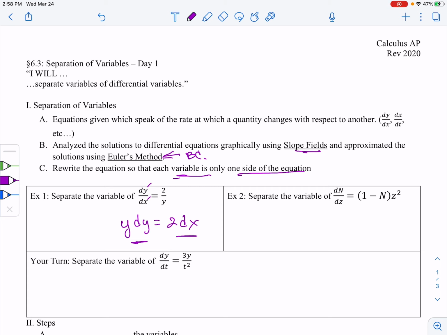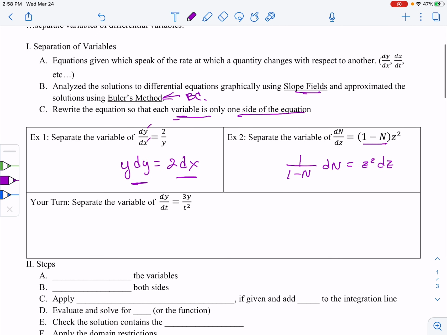This one, you're going to divide, so it's 1 over 1 minus n dn equals c squared dz. Be careful on that. Make sure you have 1 over. Your turn to separate them. I'm going to leave the t squared there, so be careful on this one. You're dividing by 1 over 3y. And so 1 over t squared is still in the denominator, dt.